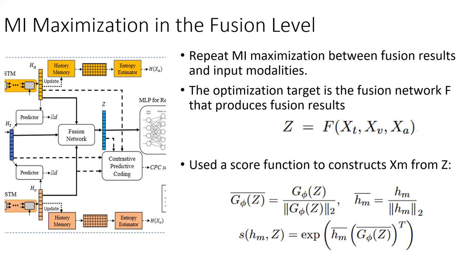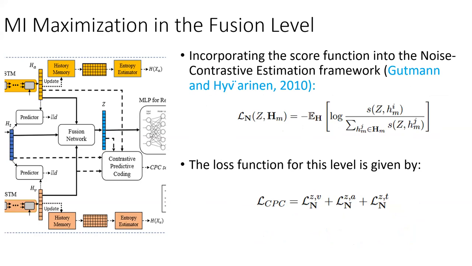In this case, they used a score function to reconstruct XM, where M is the modality, from Z in these equations. And here, g phi of Z is a neural network with parameter phi. After that, they incorporate the score function into the noise contrastive estimation framework within this equation. And then at this level, the loss function is calculated by these equations. Finally, this loss function is added to the final training to improve the prediction accuracy.